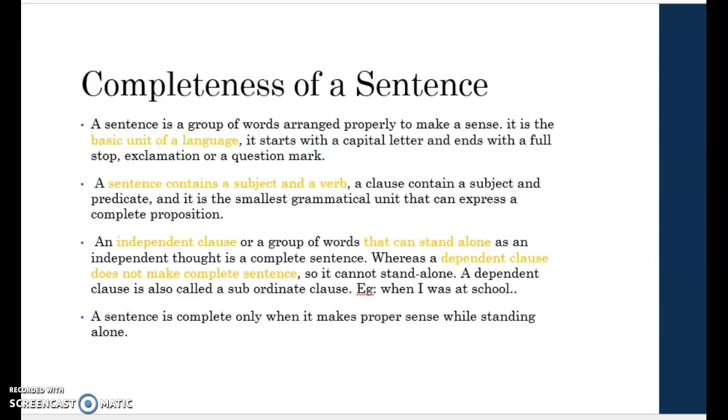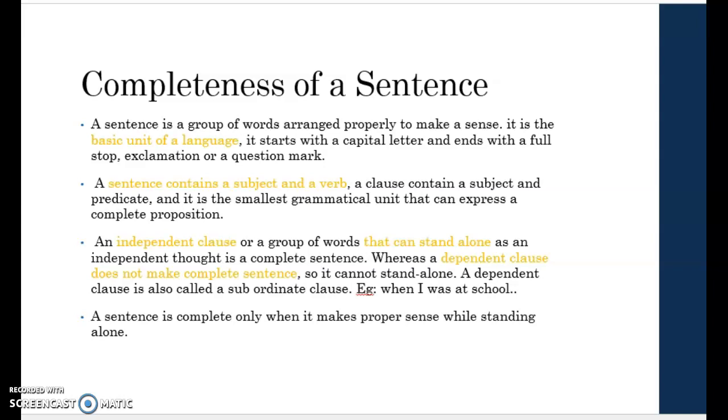Now, completeness of a sentence. What makes a sentence complete? A sentence is a group of words arranged properly to make sense. It is the basic unit of language. It starts with a capital letter and ends with a full stop, exclamation, or question mark. That is something we all know. A sentence contains a subject and a verb. A clause contains a subject and predicate, and it is the smallest grammatical unit that can express a complete proposition.